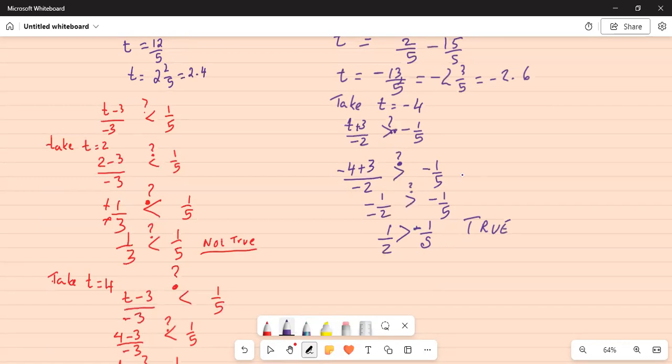So it looks like the inequality is valid for numbers less than minus 2.6. What about if I take a number greater than minus 2.6? Let's take t equal to, say, 0.